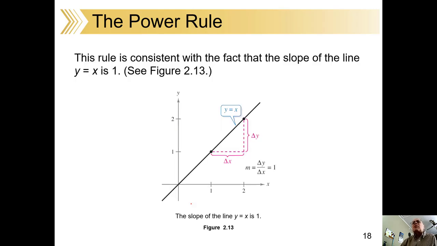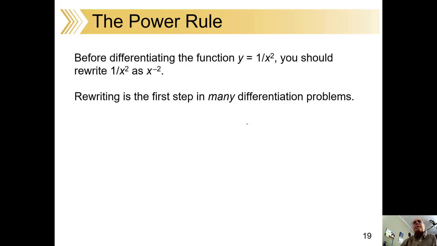And that's consistent with the fact that the slope of the line y equals x, here's our equation, there's the line that goes along with it, and the slope is 1. Because for every x moving by 1, the y moves by 1. Delta y over delta x, 1 over 1, slope is 1.